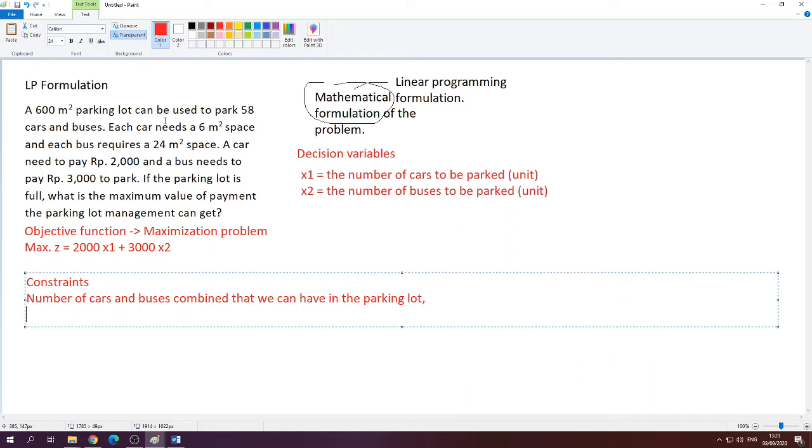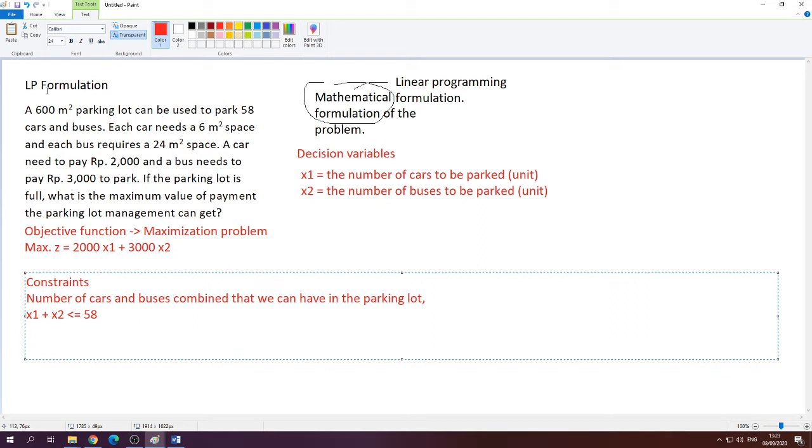So this means the total number of cars and buses combined, that means x1 plus x2, we cannot have more than 58. The maximum number of cars and buses combined that we can have is 58. So it should be less than or equal to 58. Okay, that is the first constraint.